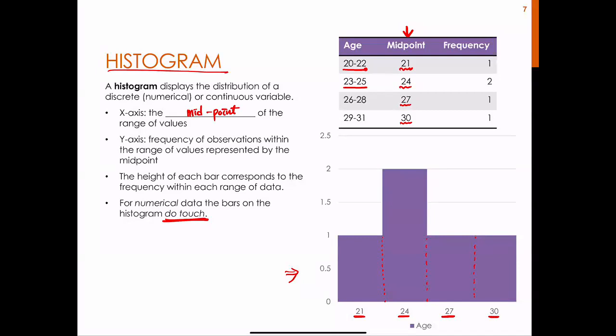And then each bar is centered over the midpoint at the height of the frequency. Here is only 1, and here is the 2, and 1, and 1. So the y-axis represents the frequency of observations within the range of values represented by the midpoint. The height of each bar corresponds to the frequency within each range of data. So this is the histogram.